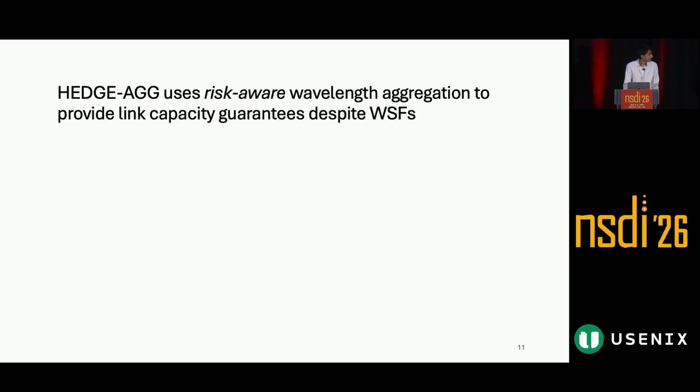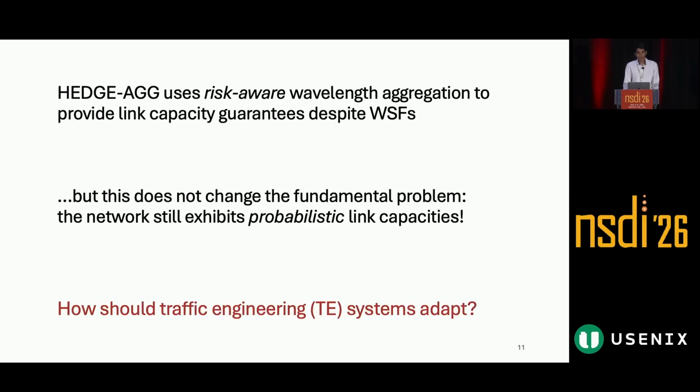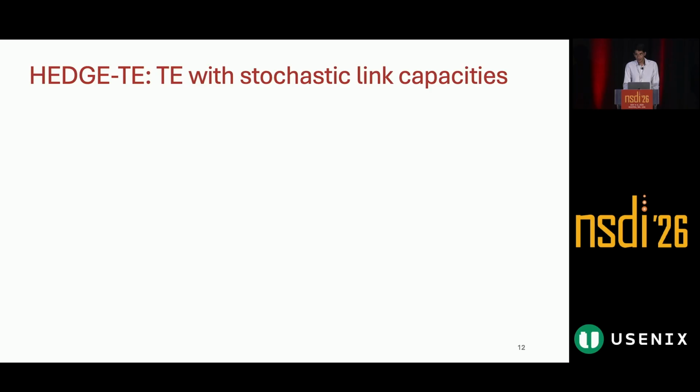Okay, so HEDGE provides capacity guarantees to lags through intelligent wavelength aggregation, but this doesn't change the fundamental problem, which is that links still exist in multiple capacity states. So the next natural question is, how should wide area traffic engineering systems adapt? And so now I'll introduce HEDGE-TE, which is our TE method for routing on WANs with stochastic link capacities.